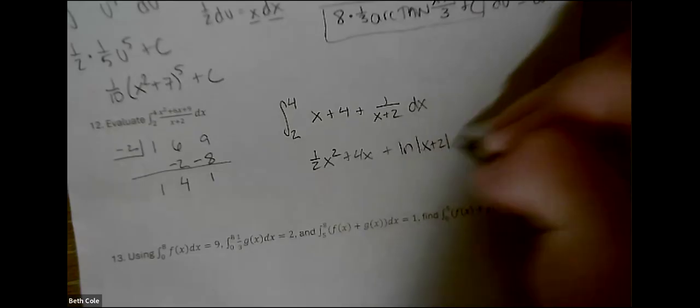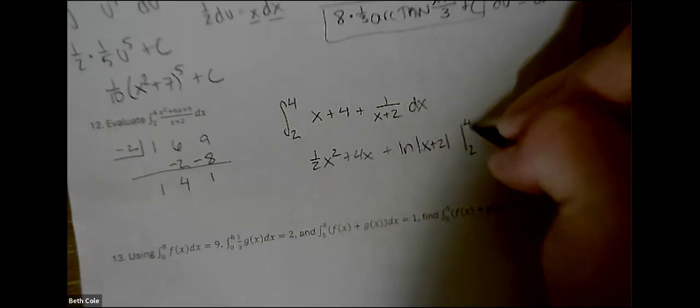Ln of x plus 2, such that 2 to 4. We're going to do upper boundary minus lower boundary. So plugging in 4. 4 squared is 16. Half of that is 8. Plus 4 times 4 is 16. And then plus ln 6.